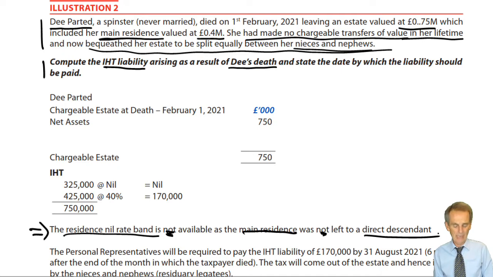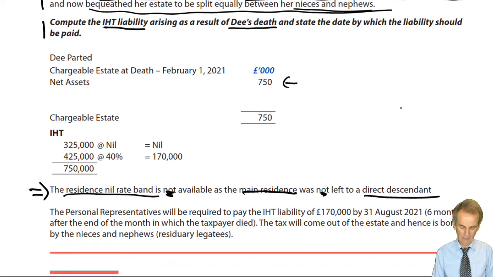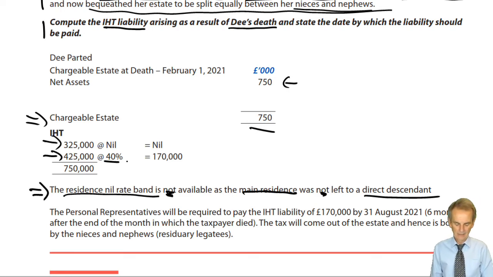So then it becomes a simple exercise. We have a chargeable estate already given equal to £750,000. The net assets were 750. That is net. We've already deducted, of course, the amount of debts and liabilities. So our chargeable estate is 750. None of the 325 nil rate band has as yet been used. So the first 325 is at nil. Out of 750, that therefore leaves a balance of 425,000 to be taxed at 40%. Again, that huge increase from nil to 40%. And all being well, if my arithmetic is correct, that comes to £170,000.